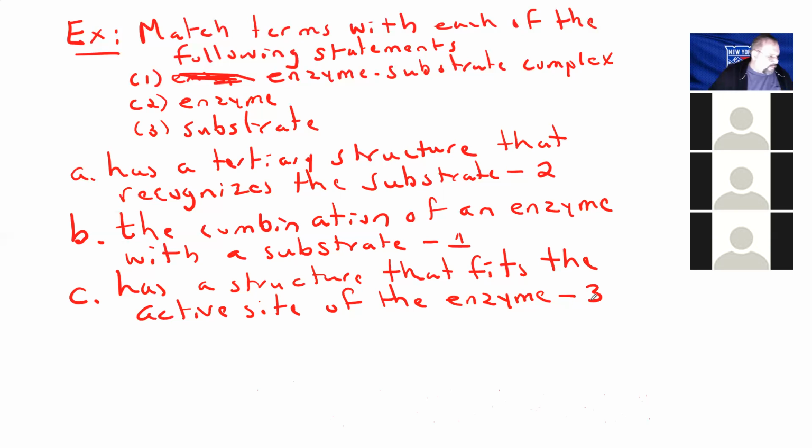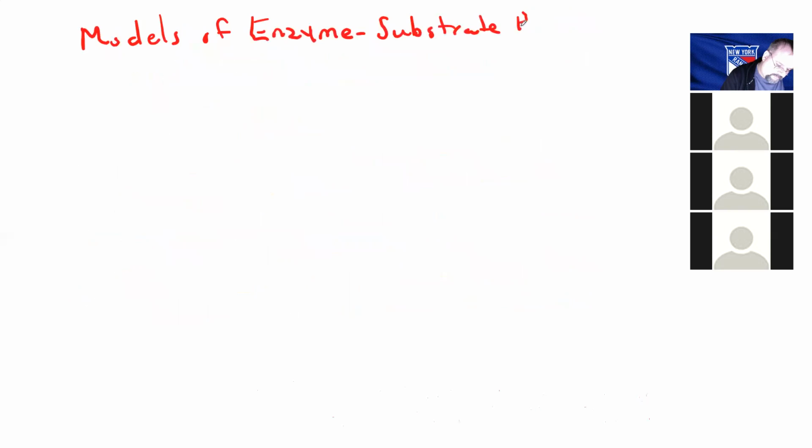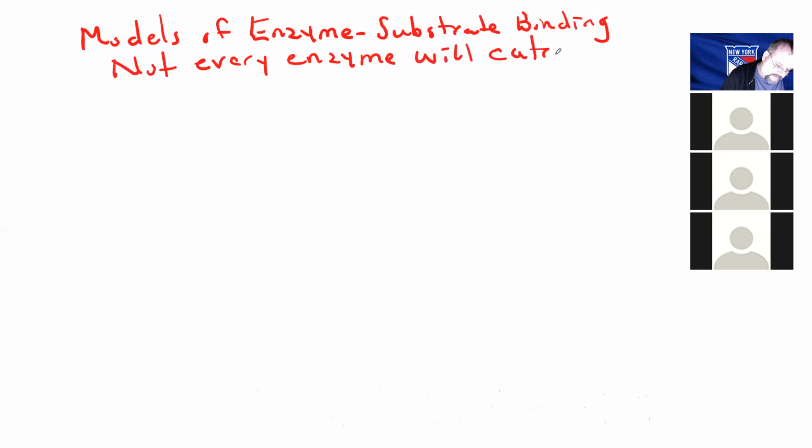All right. So that was one example I wanted to take a look at. Let's take a look at another example. This one we did in the homework, I think. All right, so let me just talk quickly about some models of enzyme substrate binding. One of the key things to understand is that not every enzyme will catalyze every reaction.